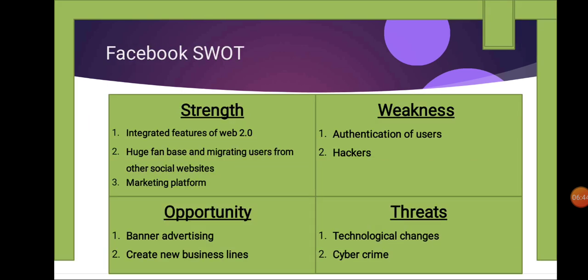So looking at the example of Facebook, let's look at the SWOT. What strengths does Facebook actually have? Integrated features of Web 2.0, a huge fan base, and migrating users from other social media websites. People started switching to it once they saw its strength. The marketing platform: one of the biggest social media platforms we can call is Facebook.